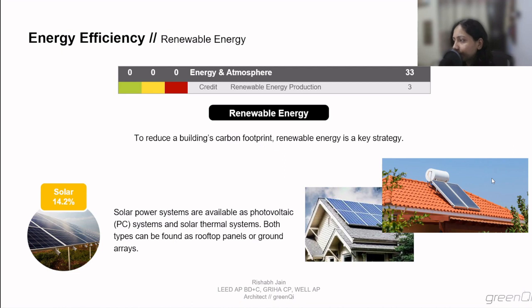So let's talk about each of them briefly. Solar power systems are actually available in 2 forms. One is solar PV panels that go on the roof, and the other is solar thermal systems. Solar panels are used to produce energy through solar power, and the solar thermal systems are used to heat your water systems, for solar water heating. This is helpful when we want to change your water heating from electricity to solar directly. So that's a good measure to implement in the building. Both of these types can be found at roof level as well as ground arrays.